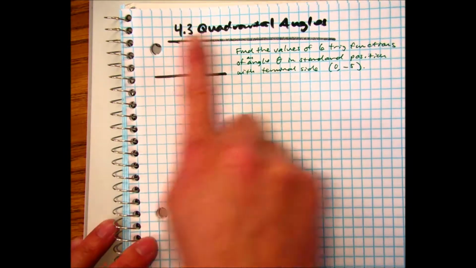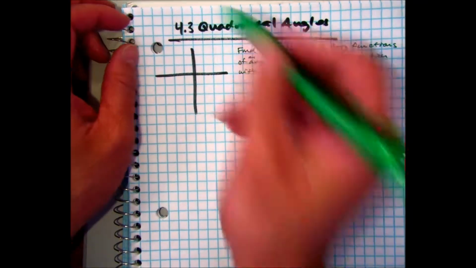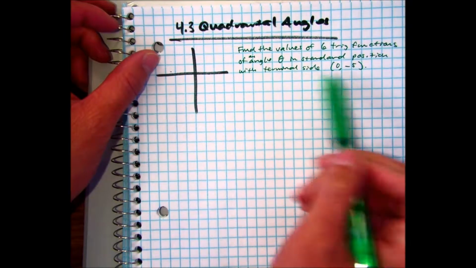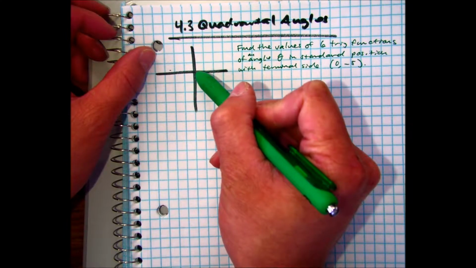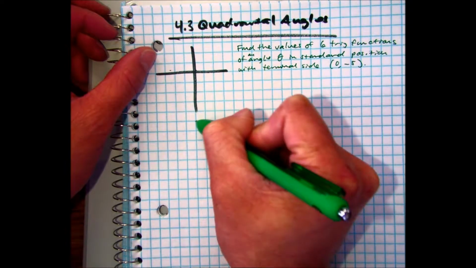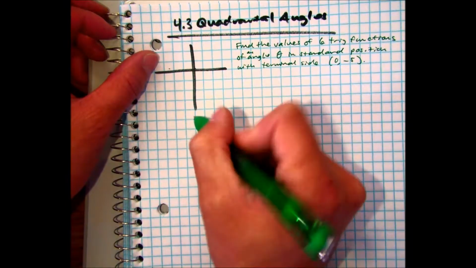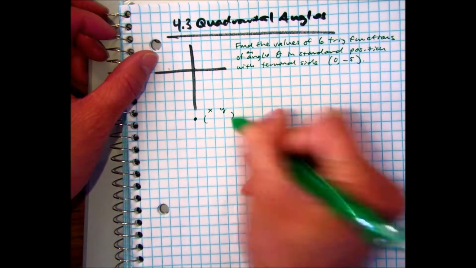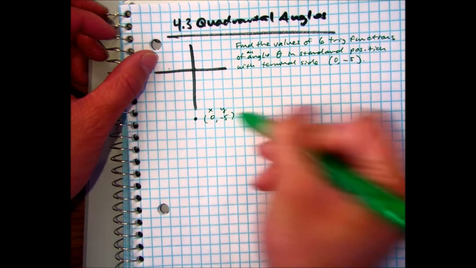Everyone say quadrantal angles. A quadrantal angle basically means it's on one of the axes. So if you graph (0, -5), where do I go from the origin? Down 5. I stay and then down 5. 1, 2, 3, 4, 5. So label it. Your x coordinate is what? Your y value is?